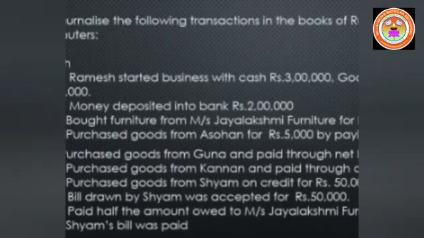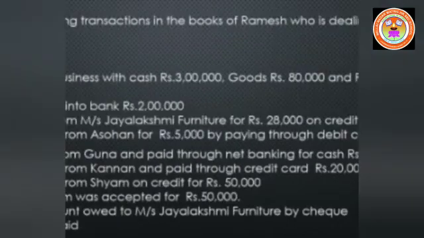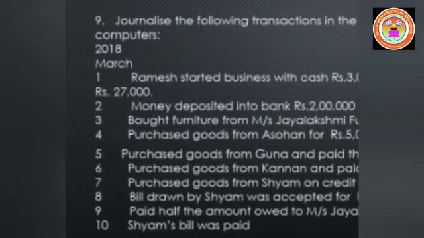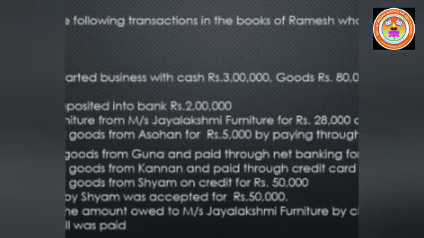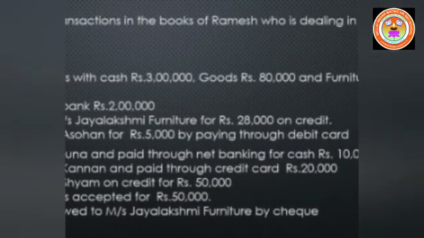Ramesh bought furniture. Ramesh is doing computers business, but he bought furniture for his business. So that furniture is not the stock or purchases. Furniture is a movable asset. Ramesh is purchasing for the use of business. So furniture bought from Mrs. Jayalakshmi Furniture for rupees 28,000 on credit. He doesn't pay money for that. On credit basis, he bought the furniture.